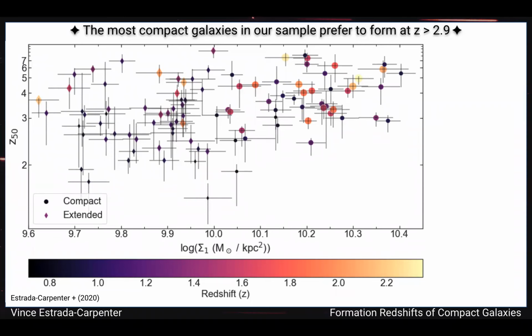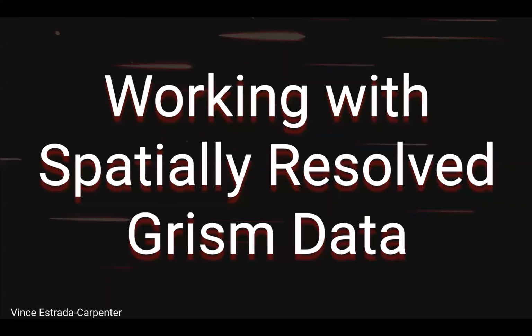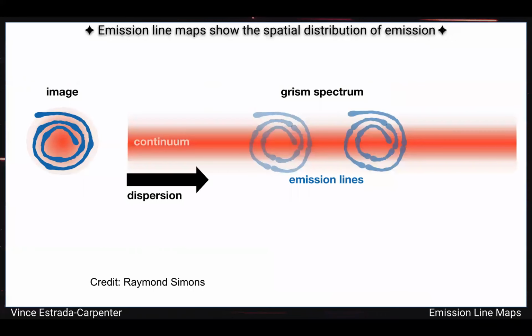So what has been done using spatially resolved grism data? Well, the work that's mostly been done has been done using emission line maps. So for an emission line map, here we have a galaxy, right? We have old red stars underneath, and then the star forming spiral on top. As you disperse that, you get this continuum from the old stars. And again, because you're stamping down an image of the galaxy, you get an image of the galaxy in the light of that specific emission line. So whatever emission line this is, you will get the spatial distribution of that emission line throughout the galaxy, right?